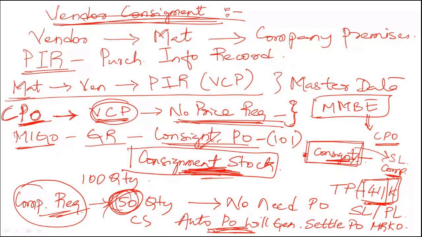MRKO is the T code you need to use to settle the auto PO. All of you got it now? I will explain it in the PPT also.